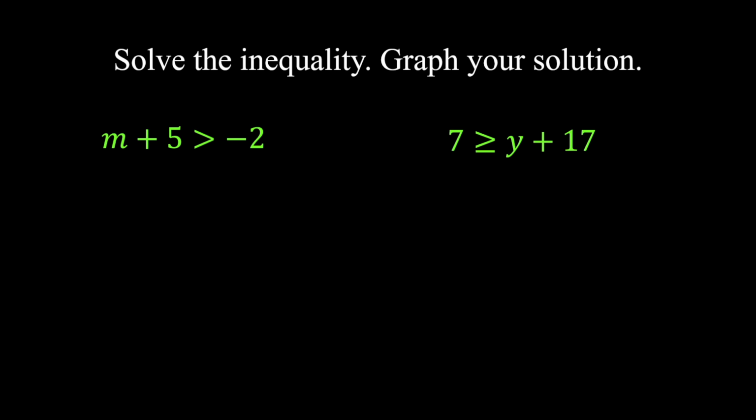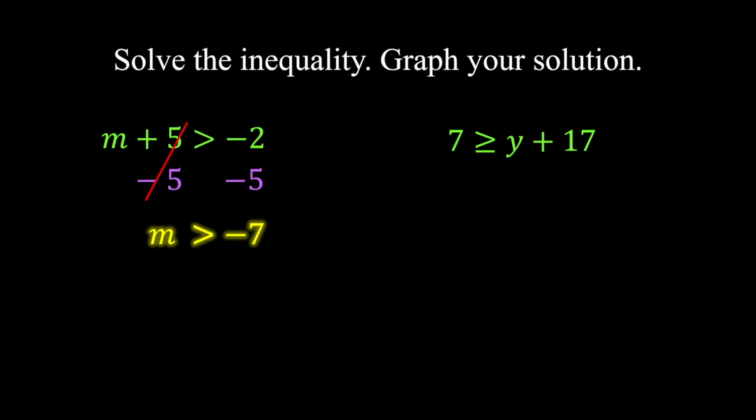To solve an inequality, we follow the same principles as solving an equation. Use inverse operations to isolate the variable. For instance, if we have the inequality m plus 5 is greater than -2, we can subtract 5 from both sides to cancel out the plus 5 and isolate m, bringing down the inequality symbol, and on the right, -2 minus 5 is -7. Therefore, m is greater than -7.